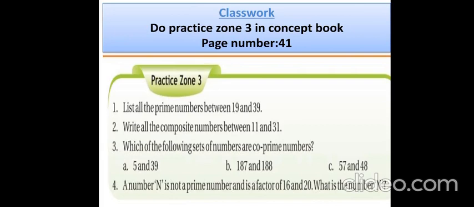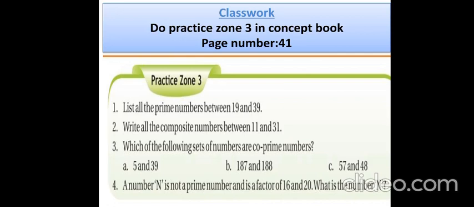Today your homework will be in your concept book. Do practice zone 3 on page number 41. There are 4 questions. I will read out one by one. First question: list all the prime numbers between 19 and 39. So you have to write all the prime numbers between 19 and 39.